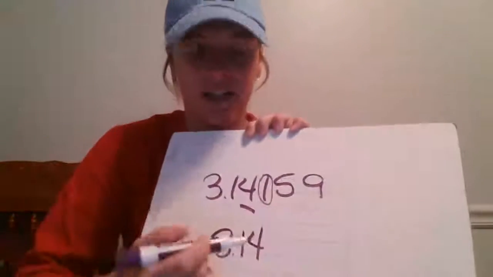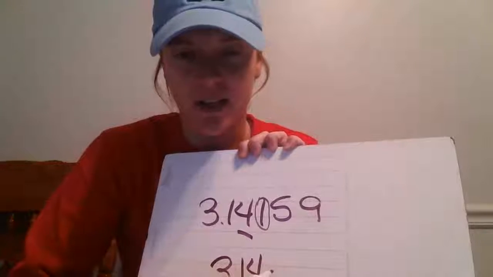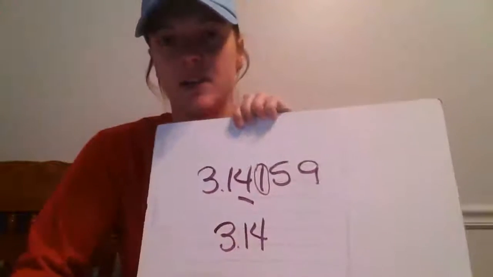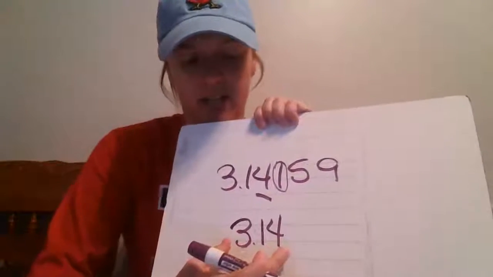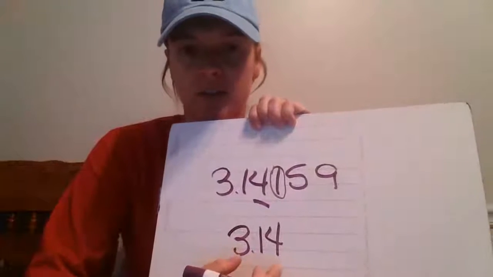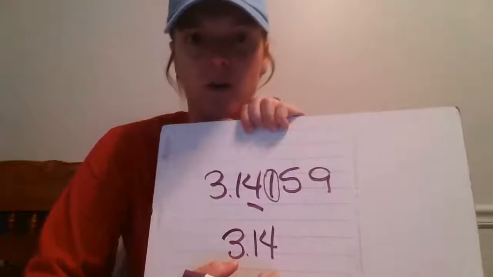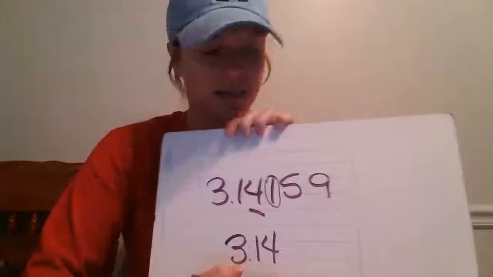So since 1 is less than 5, that means that we're going to keep our 4 the same. Okay, so our new number, if we're going to round to the hundredths place, is going to be 3.14. Okay, and you do not have to continue to put the zeros on because all these blank spaces actually mean 0. So the only number you have to have out to is the one that you're rounding to, and that is your 4, which is in your hundredths place.